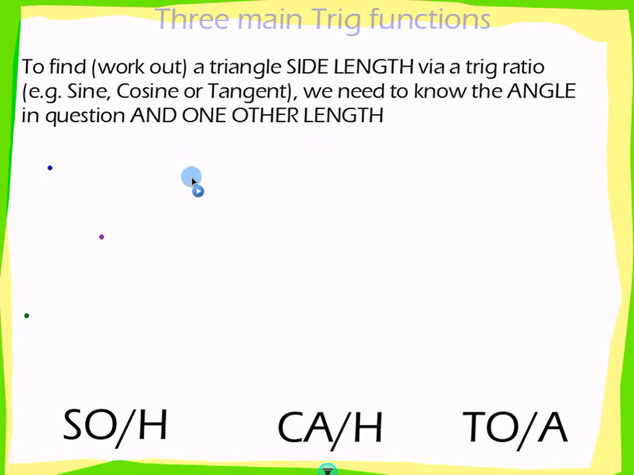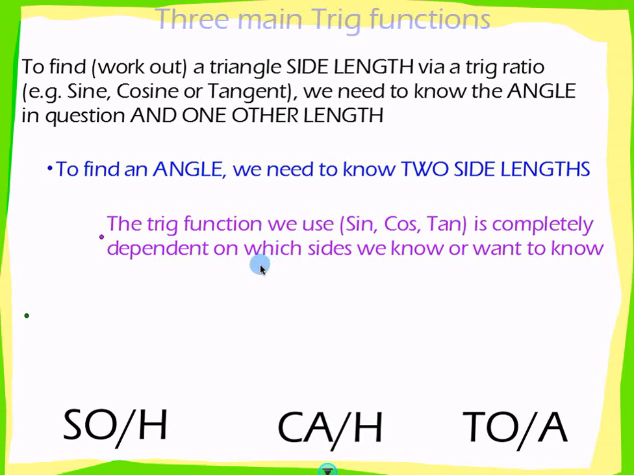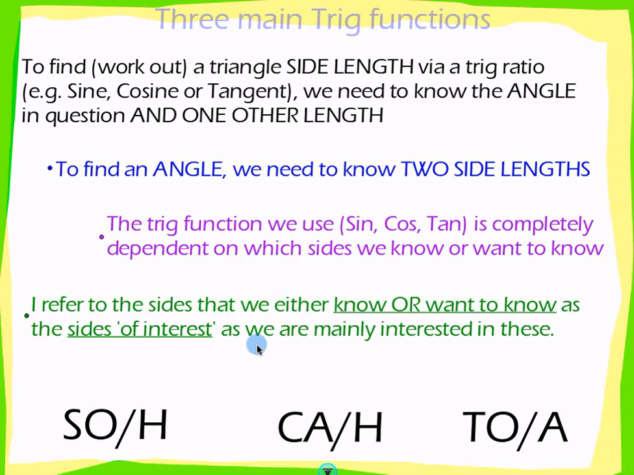To find or work out a triangle side length via a trig ratio, we need to know the angle and one other length. To find an angle, we need to know two side lengths. And the trig function we use, either sine, tan or cos, is completely dependent on which sides we either know or which sides we want to find out. And this will all make a bit more sense when we do some examples.